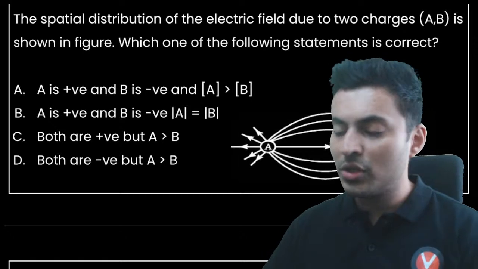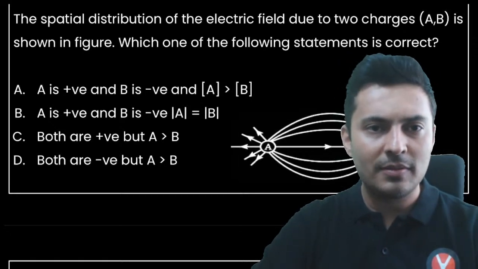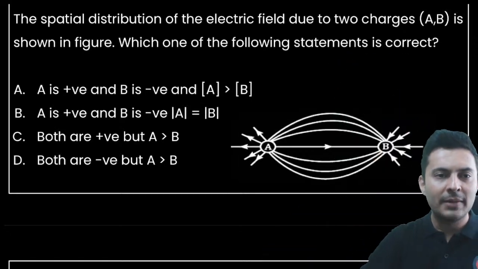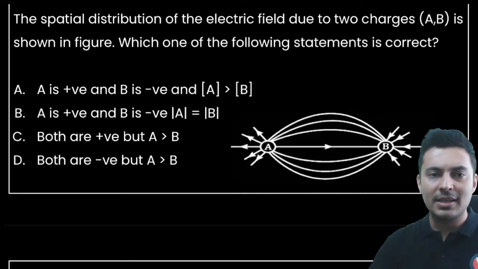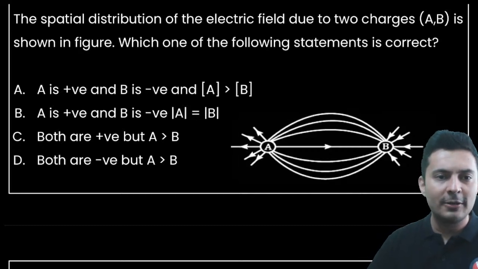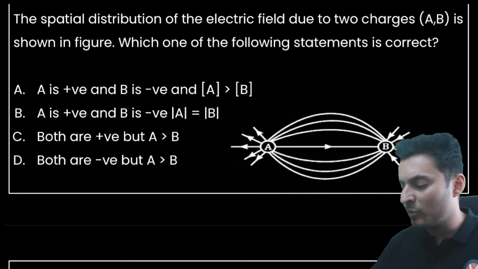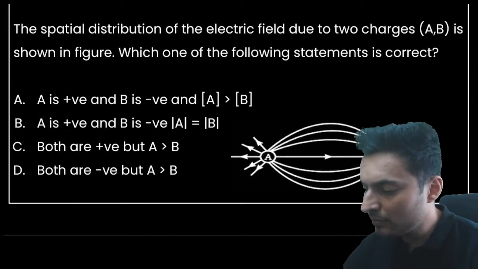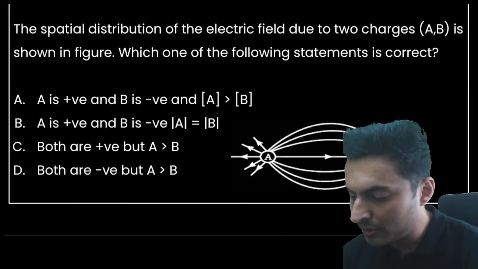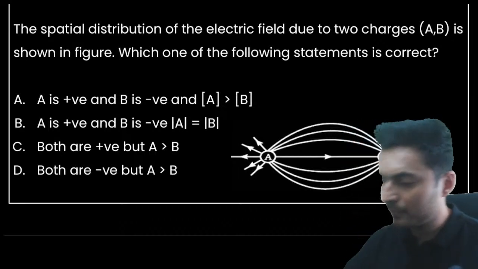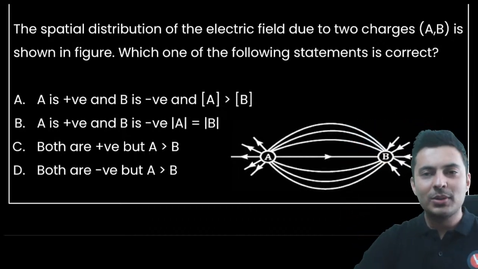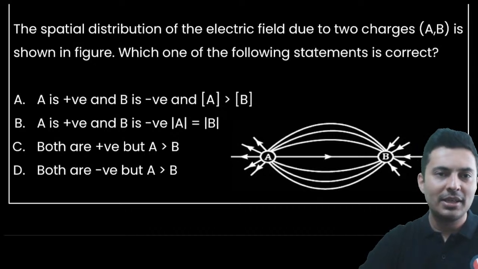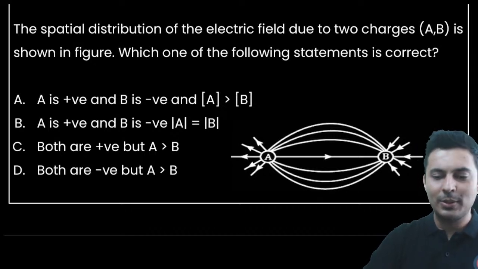A spatial distribution of electric field. Which of the following statements is correct? A is positive, B is negative. A is positive, B is negative. Both are positive, both are negative. A is more than B, etc. What do you think? Come on. This you'll have to think a little bit. Only then you'll get the answer. Think about it.